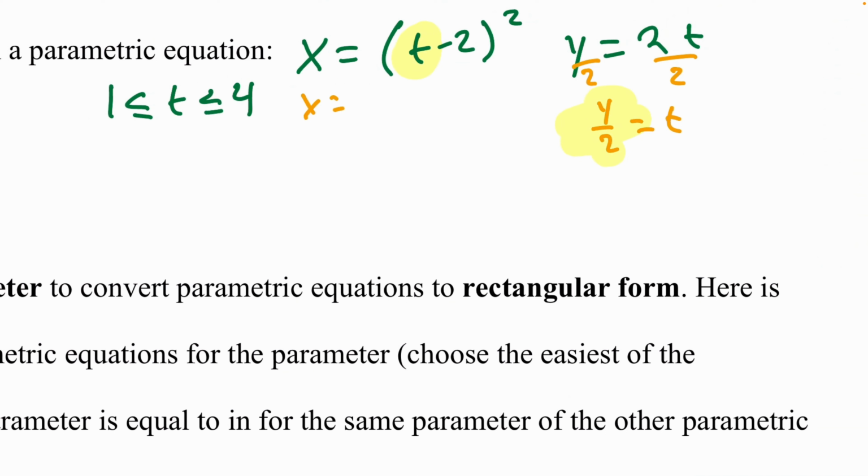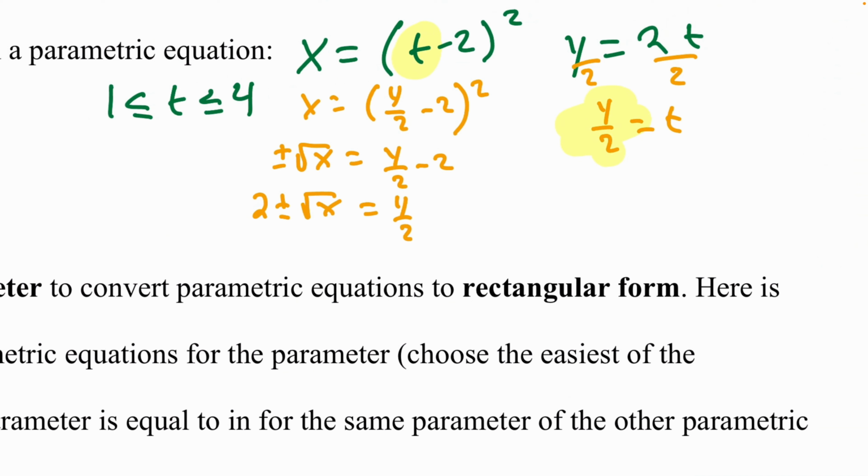So x equals (y over 2 minus 2) squared. And we do want to solve for y, so I'm going to take the square root of both sides, and we do have plus or minus square root of x here, and we have y over 2 minus 2. Then we're going to add that 2 to the other side: 2 plus or minus square root of x equals y over 2, and then multiply by 2 on both sides. That gives us 4 plus or minus 2 square root of x equals y. Now this is the rectangular form.